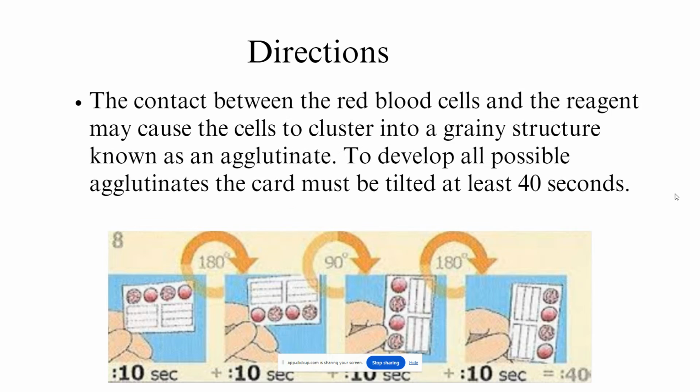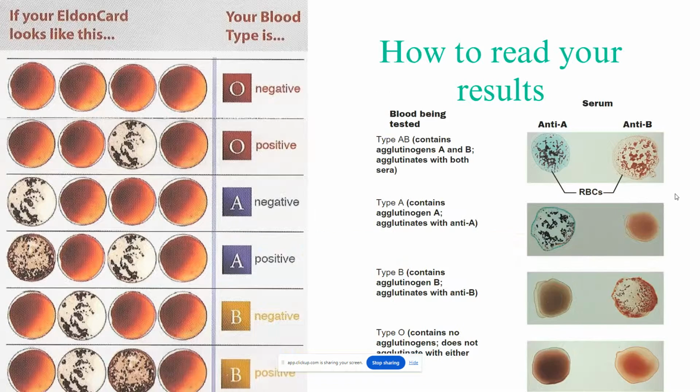We're not going to do this step. You can pick up the card and kind of slightly tilt it left and right, but we're not doing 180 or 90-degree turns because the blood will go everywhere. And then you'll finally have your results.